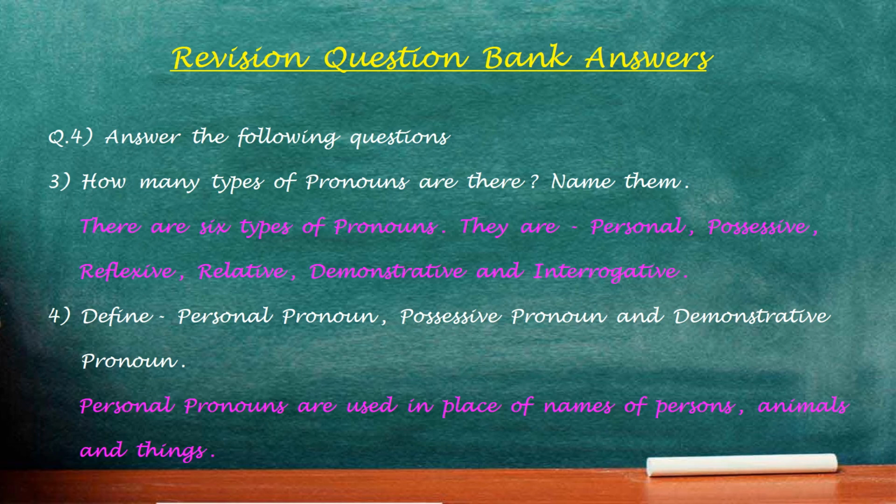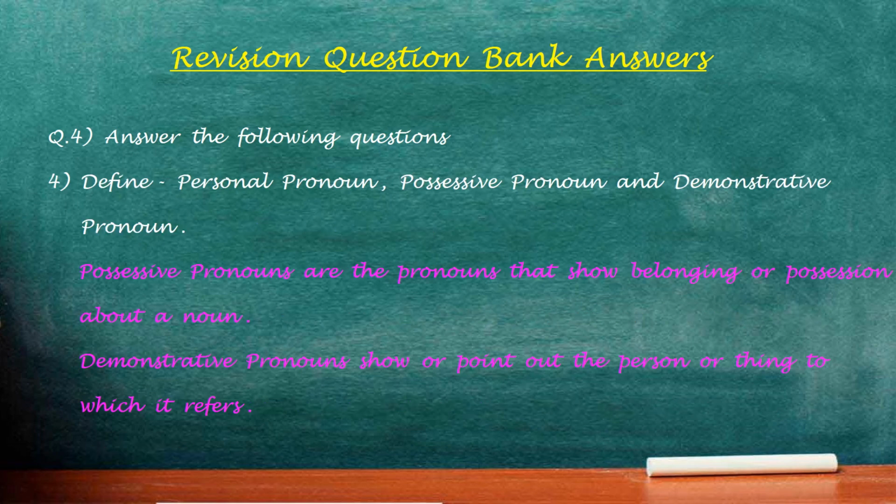Personal pronouns are used in place of names of persons, animals, and things. Possessive pronouns are the pronouns that show belonging or possession about a noun. Demonstrative pronouns show or point out the person or thing to which it refers.